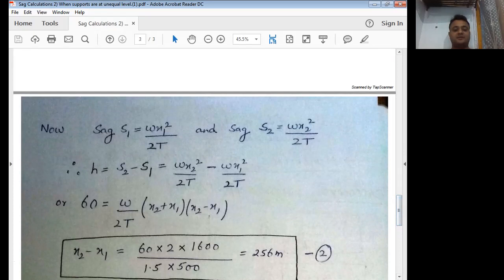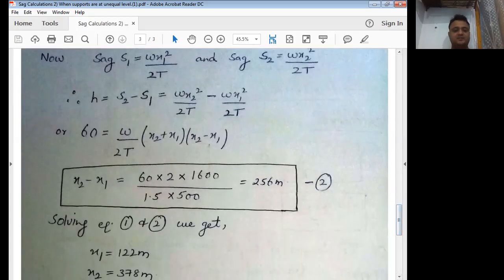Now sag1 is calculated separately, because the height of tower A is different and the height of tower B is different. So both the sags are different. The formula for sag1, which we had studied earlier, is w x1 square divided by 2t, and S2 is w x2 square divided by 2t, where h can be calculated as the difference between the levels, S2 minus S1. Subtracting S2 minus S1, we get this. Take w upon 2t common. Here we get x2 square minus x1 square. A square minus b square is simply written as (a plus b)(a minus b).